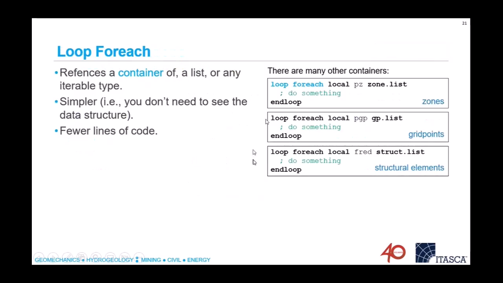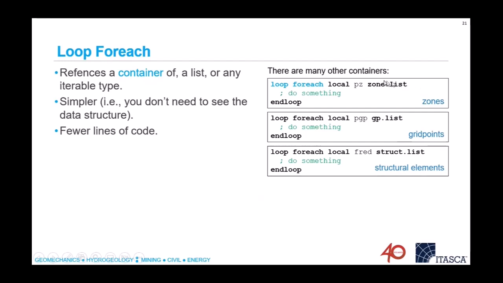The one you're going to use the most, though, is the most modern version, and it's called a loop for each. Essentially, we have what are called containers. Containers are just lists. We talked about lists before, but in this case, it's a built-in list of all the zones, all the grid points, all the structural elements, all the faces, everything.